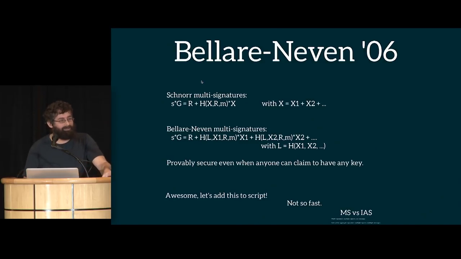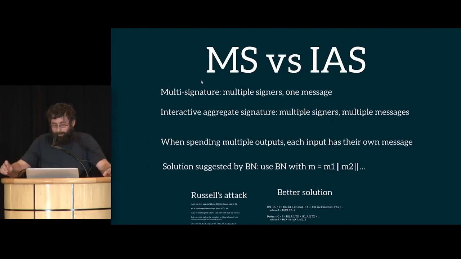Again, not so fast. There's another hurdle. And that is the distinction between a multi-signature and an interactive aggregate signature. The distinction is that in a multi-signature, you have multiple signers that all sign the same message, whereas in an interactive aggregate signature, every signer has their own message. Seems simple, but in the context of Bitcoin, every input is really signing its own message that specifies the claim of authorizing the spend.